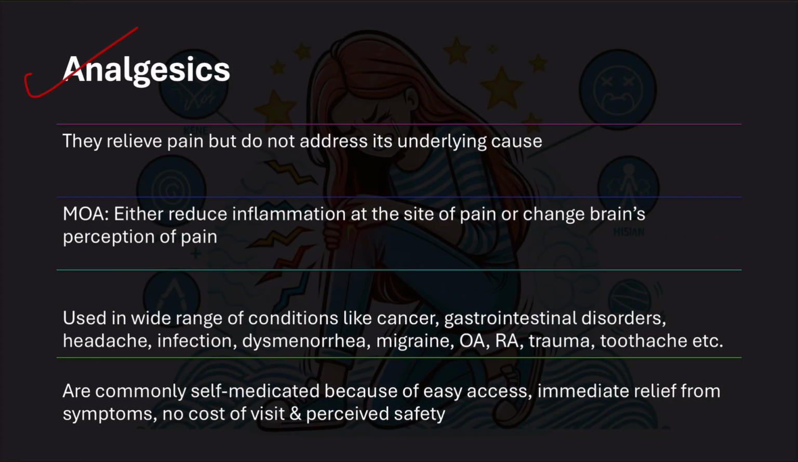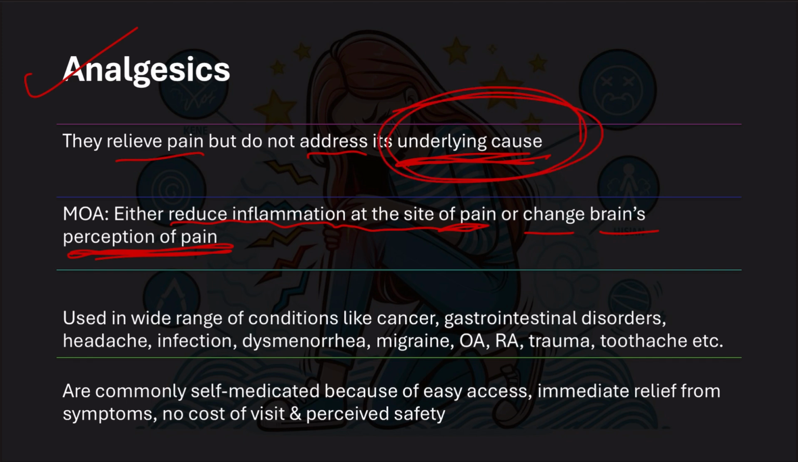Now coming to the next category, that is analgesics, which are used for relieving pain. They relieve the pain, but they do not address the underlying cause. What is the mechanism of action? They either reduce the inflammation at the site of pain, or they change the brain's perception of pain. So they can reduce the inflammation, but they are not going to treat the underlying cause. This is the reason why analgesics are used as self-medication, but this will actually delay the diagnosis process, because they are going to mask the underlying symptoms.